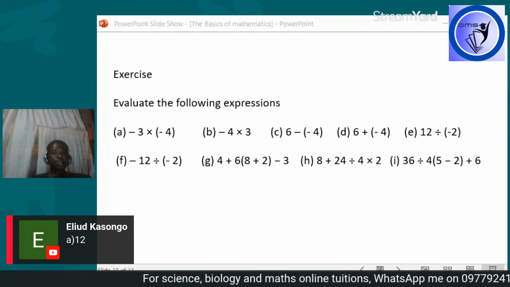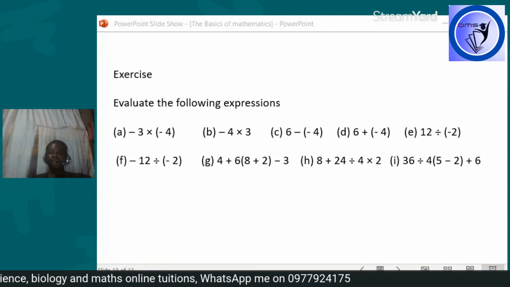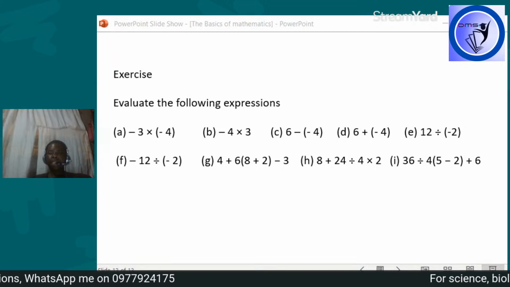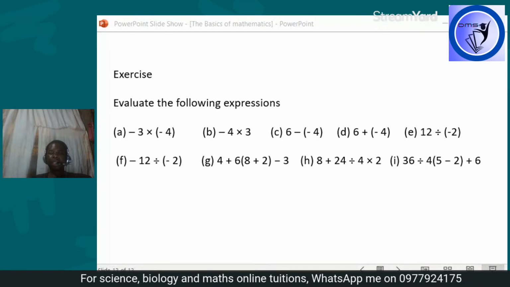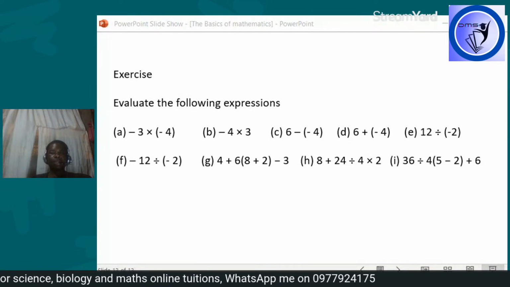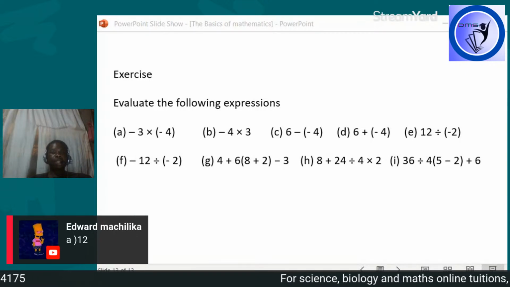Eliud Kasongo, A, you have gotten it correctly. That is true. Then F. Okay, F was already given. Eliud, then Edward is also giving us the answer. So Edward, what are you saying? Edward, let me see. Edward is here.